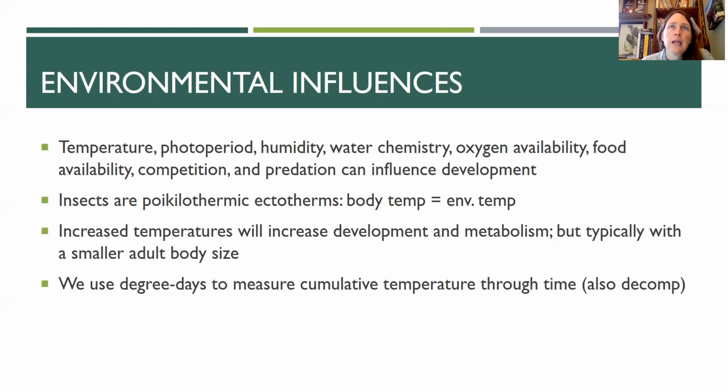We can use what are called degree days to measure cumulative temperature through time. And so instead of just looking at the number of days that it takes for an organism to develop, we can look at the number of days times the average temperature each day, and that gives us the degree days. And so if there's a whole bunch of days, like 10 days, but they're all cold, that would have a lower number of degree days than 10 days that were all really warm.